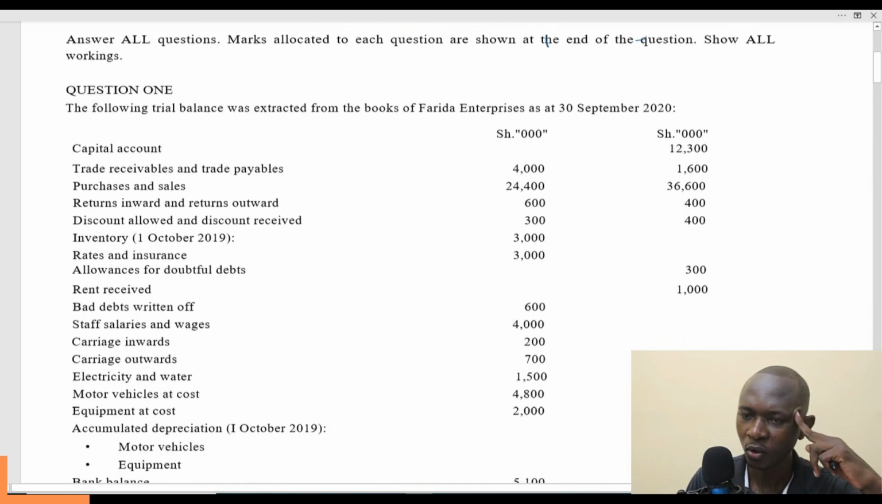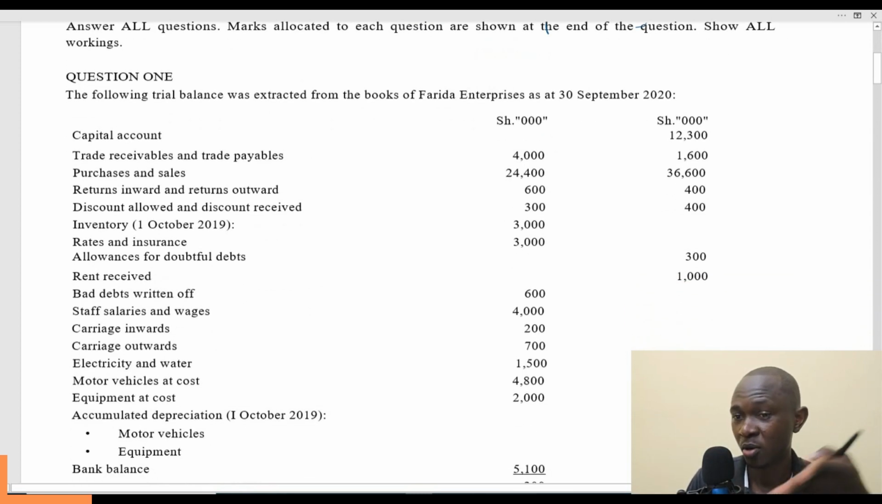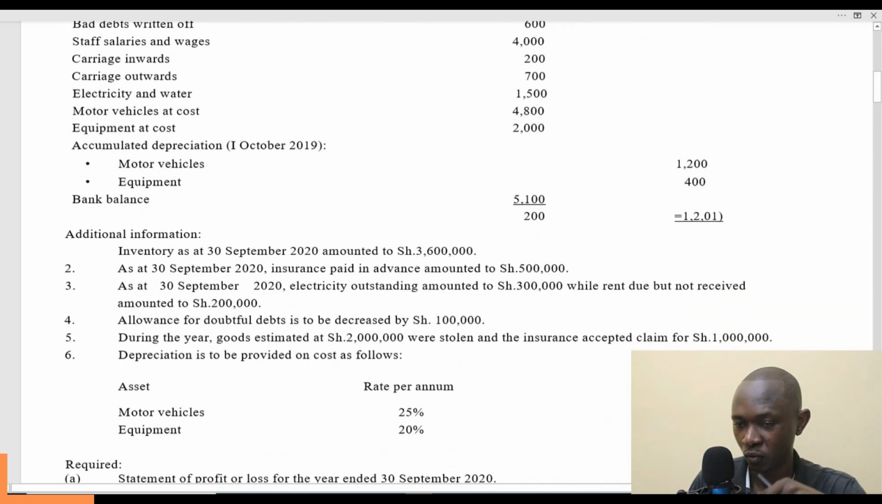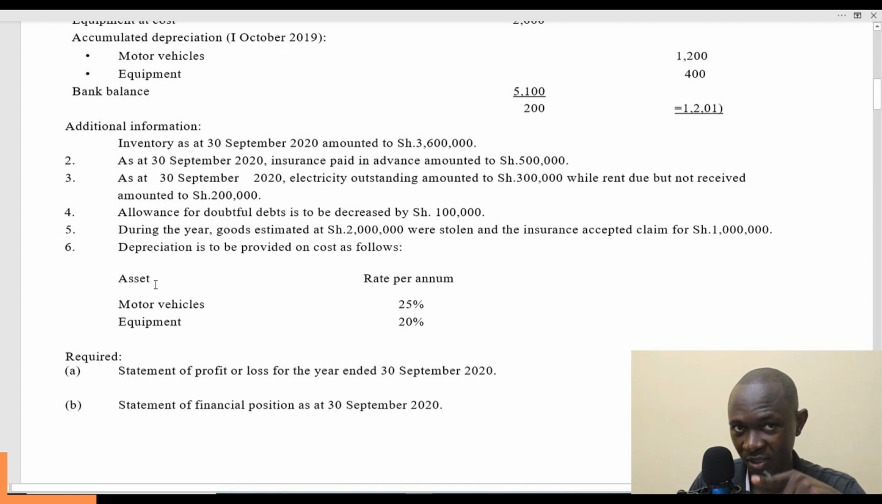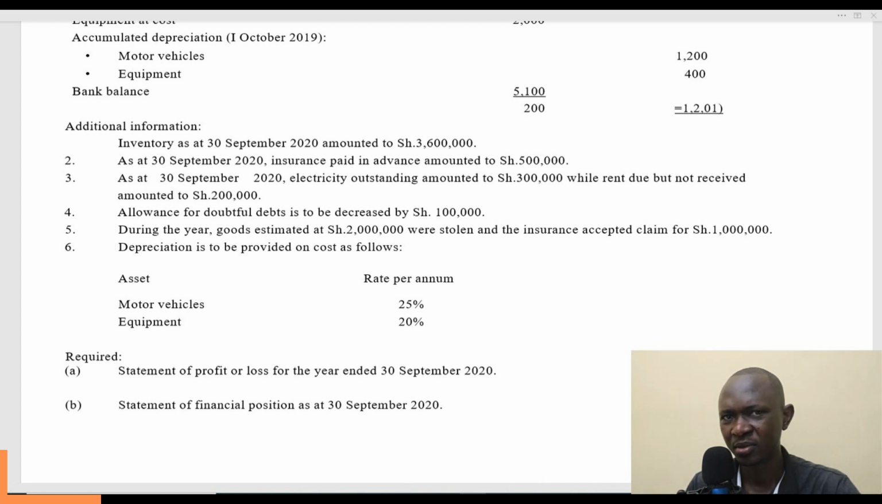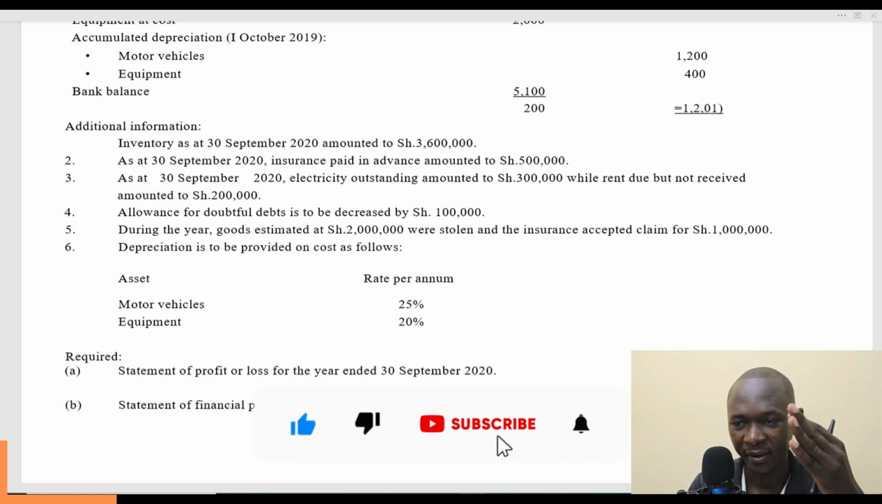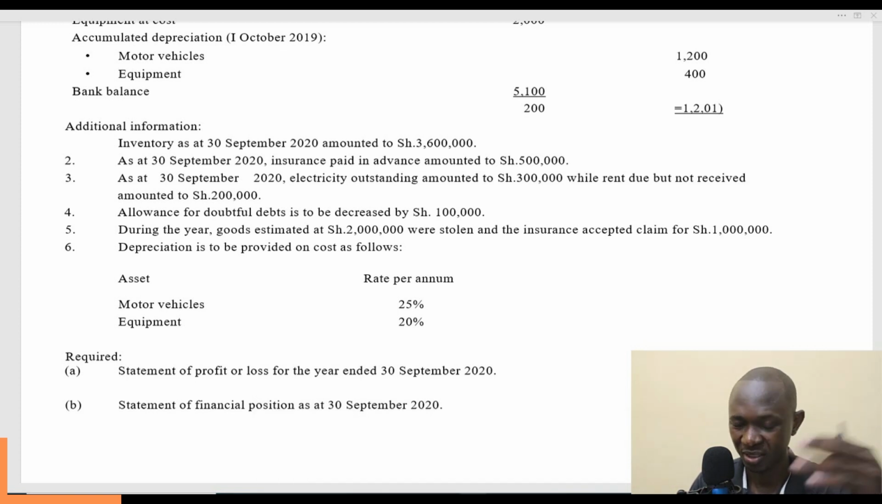Normally the best way to go about such questions, number 1, is to work out the additional information first, because sometimes there's a tendency of students forgetting. You forget some items, you don't capture some items, and that can lead you to start deleting, and it's not allowed in accounting to keep on deleting. In fact, erasing should not appear anywhere. So the best way to start is to work on the additional information, so that when you start making the final books of accounts, it just flows.